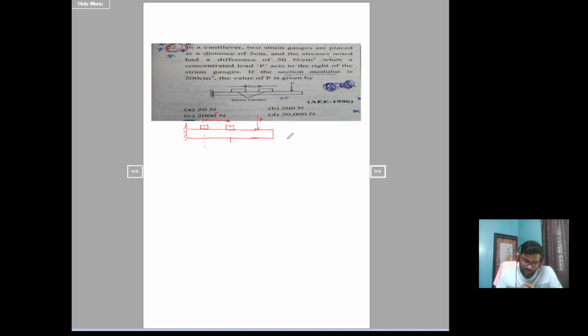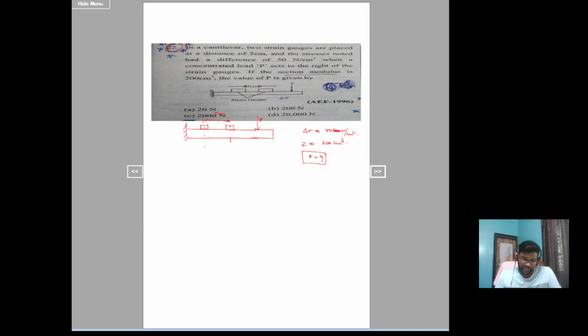He is mentioning that between those two strain gauges a 5 centimeter gap is given, and the stresses noted had a difference of 50 Newton per mm square. That is, the stress difference is 50 Newton per centimeter square. When a concentrated load P is acting to the right of the strain gauges, the section modulus is mentioned, Z is equal to 200 centimeter cube. Now he is asking to calculate the value of P, that is, what is the magnitude of the concentrated load.